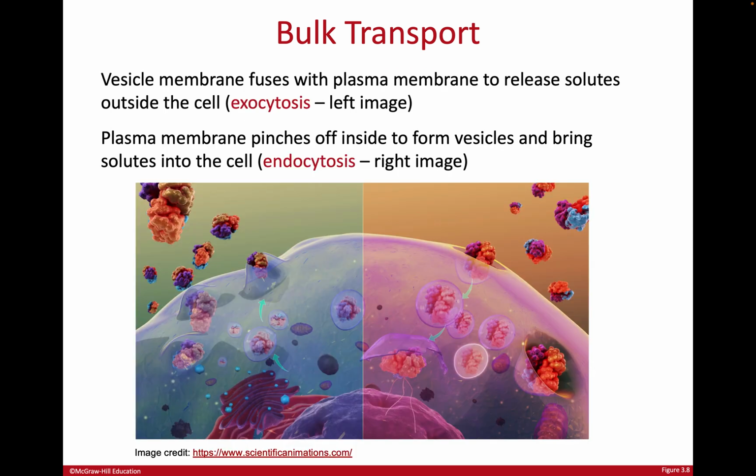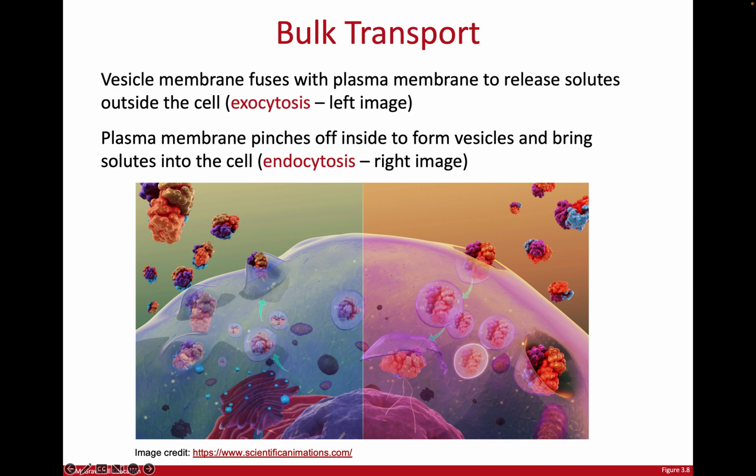There's 2 main types of bulk transport. We have exocytosis. Exo means outside or external. So it's going outside. Cyto is always referring to cell. So it's going outside the cell. So this is on the left image. You can see the vesicles inside the cell, and then they come up to the plasma membrane, fuse, and release their contents to the external environment.